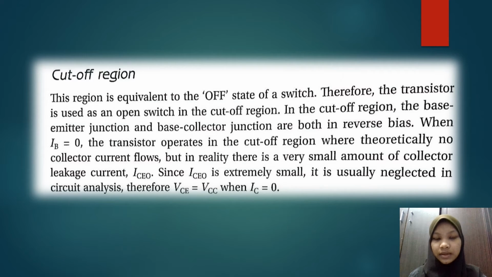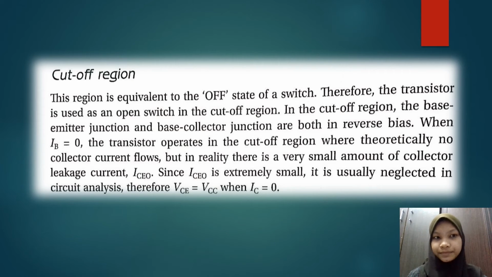When IB equals 0, the transistor operates in the cut-off region where theoretically no collector current flows, but in reality there is a very small amount of collector leakage current, ICEO. Since ICEO is extremely small, it is usually neglected in circuit analysis. Therefore, VCE equal VCC when IC equal 0.